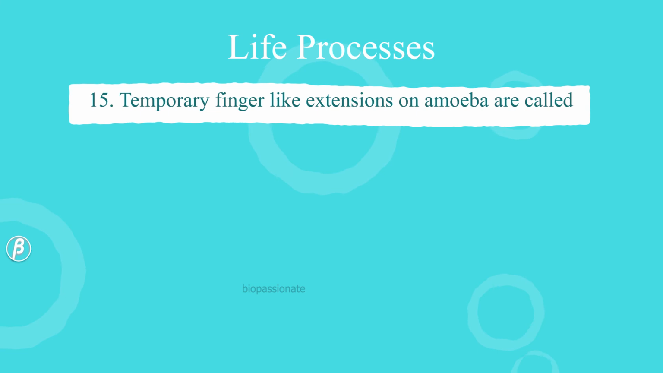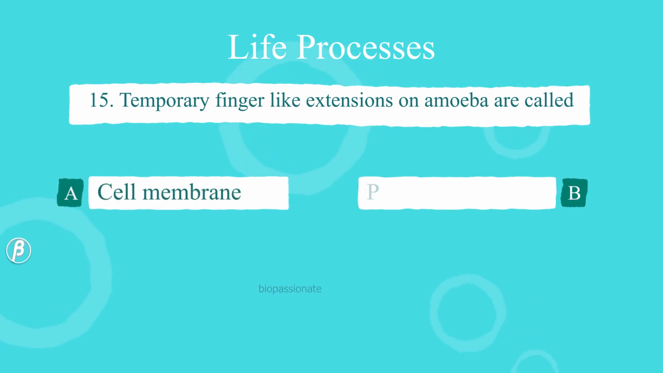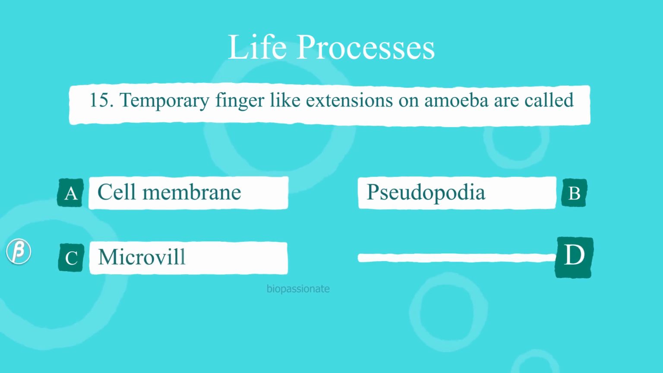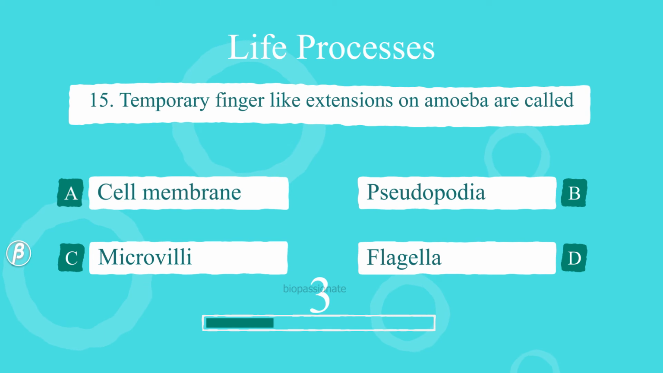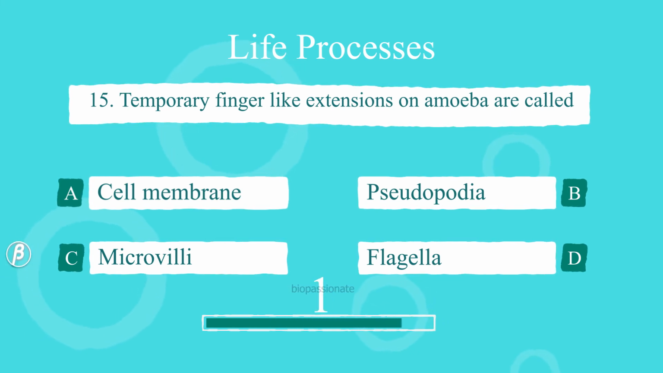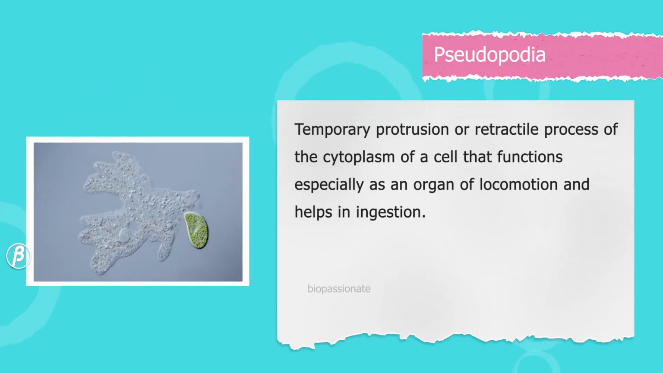Temporary finger-like extensions on amoeba are called cell membrane, pseudopodia, microvilli, flagella. Pseudopodia. Pseudopodia are formed by the temporary protrusion or retractile process of the cytoplasm of the cell that functions especially as an organ of locomotion and helps in ingestion.